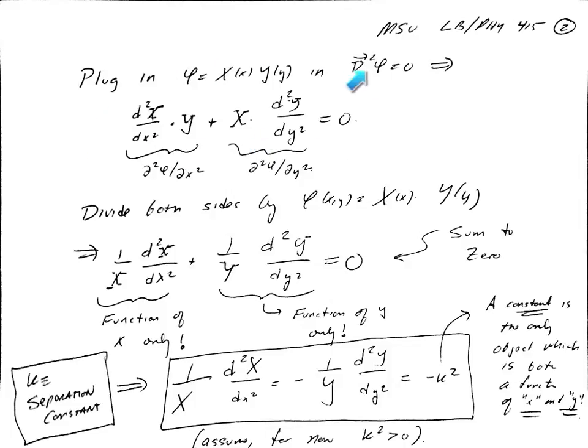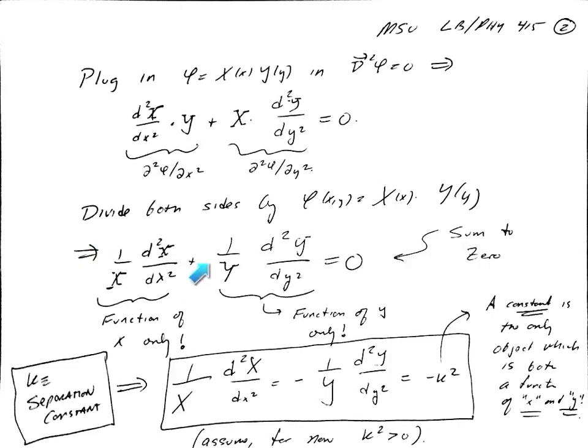We can simplify this equation by dividing by capital X times capital Y, that is the form of capital Phi we started with. So we have the equation 1 over X times its second derivative, X double prime, or d squared X dx squared, plus 1 over Y times the second derivative of Y, Y double prime, is equal to 0. This combination, by assumption, is a function of x only. This combination, by assumption, is a function of y only.